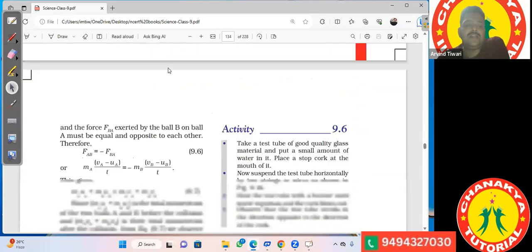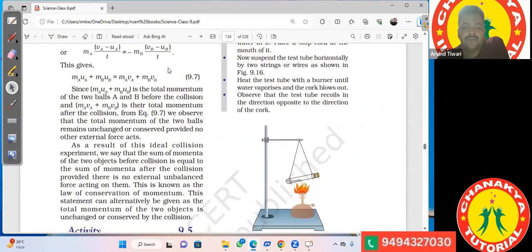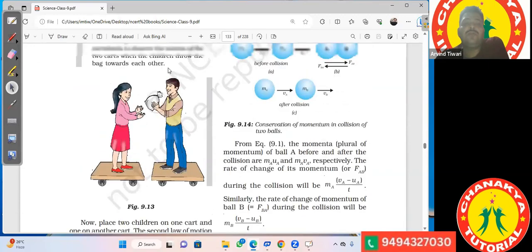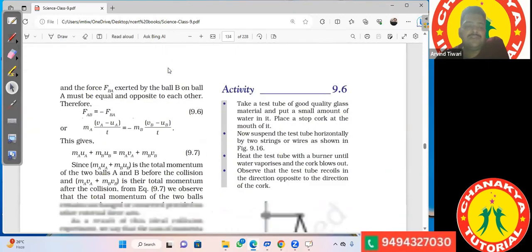So let's see a few questions, and then we will move to conservation of momentum.